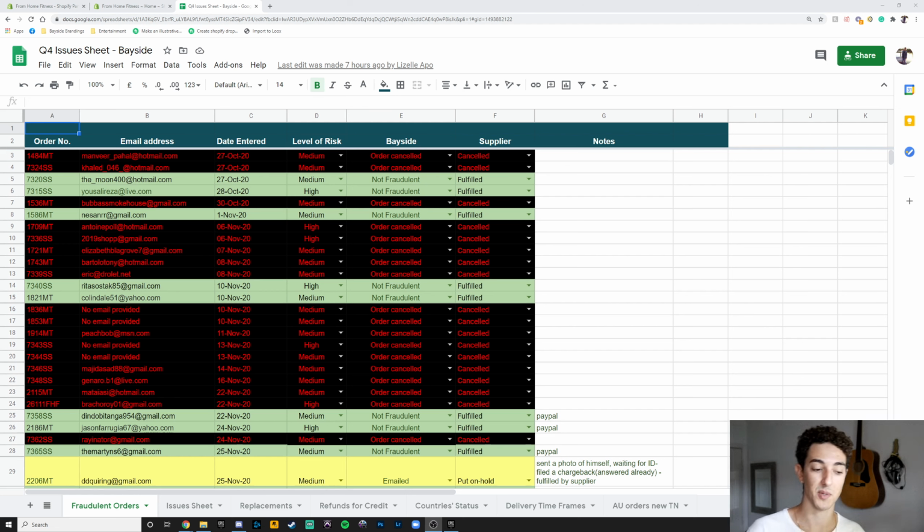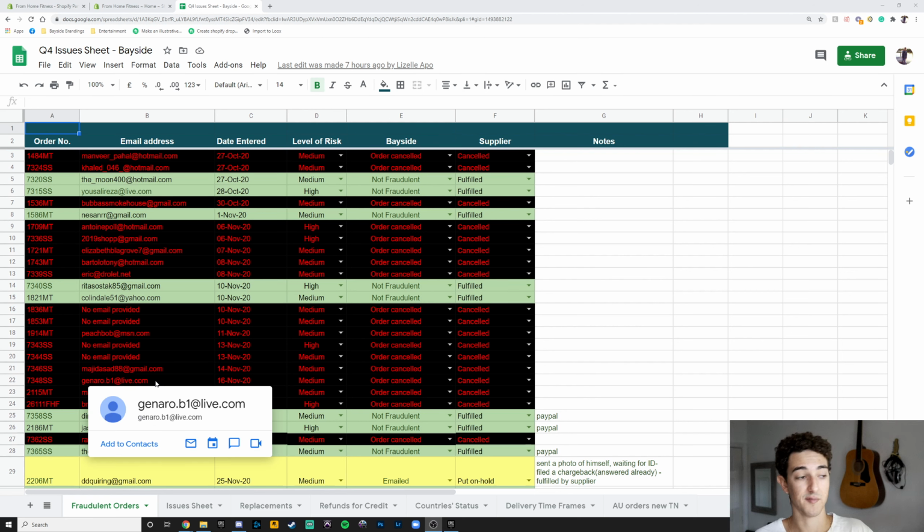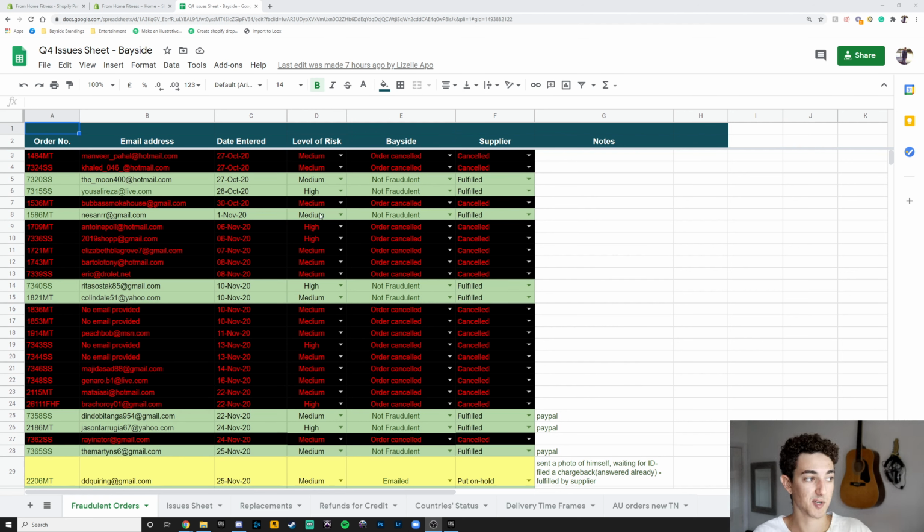So my best belief is that most high risk orders on Shopify are fraud, but we created a system where it's on the issue sheet. You should have this in your issue sheet. If you haven't, get the download below for your issue sheet. And this will basically have the same layout as a lot of the other stuff on the issue sheet. I'll have your order number here, the email address of the person, the date entered, the level of risk the order is, and what did we do?